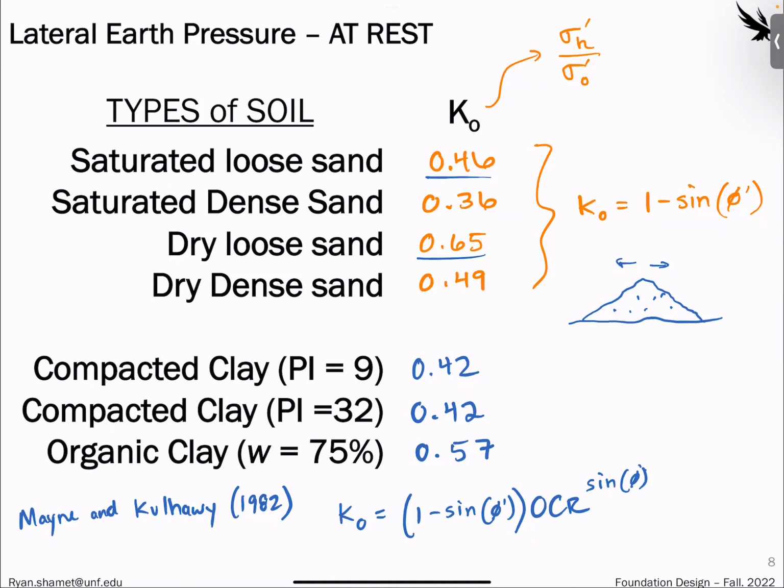There's a lot of empirical data coming out too, as we're collecting more data and doing tests to actually find the K naught values. Then you can start getting more empirical relationships. I should say these are at rest, which means this is K naught. So this is not something you would use for K active or passive. Those are different theories.